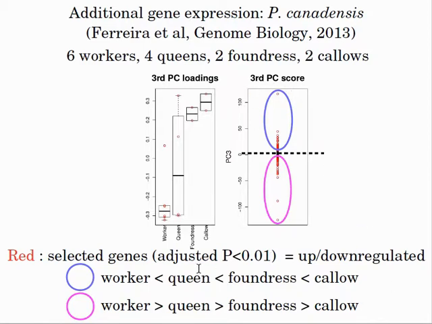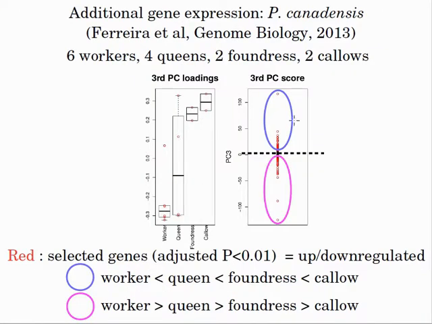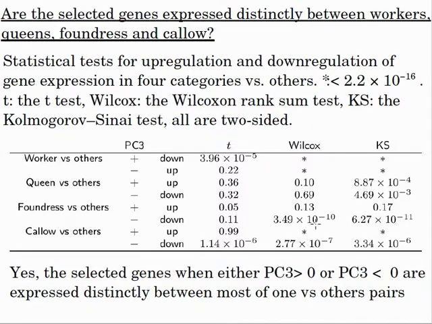And the blue part shows distinction in this order, and the pink part shows distinction following these orders. Then we would like to check if the selected genes are distinct between the four classes. So we have compared each class and others: workers versus others, queens versus others, foundress versus others, and so on. Genes selected in the blue part and the pink part are tested independently.